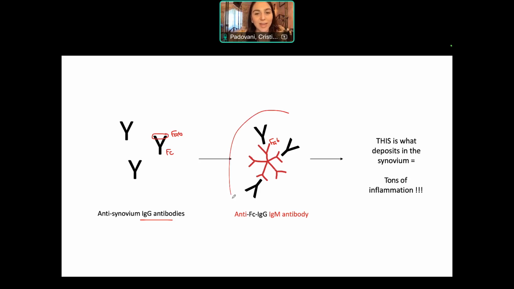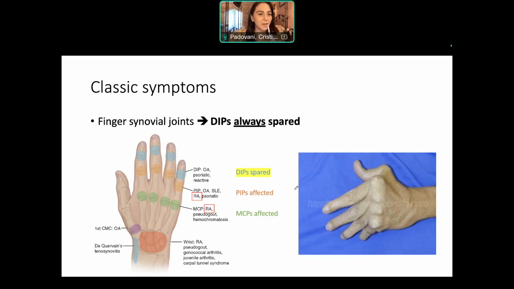So this whole thing is technically what's depositing in the synovium. So you can imagine this is causing tons of inflammation. That's why these people have really, really intense pain, especially in their hands. I don't know if you've ever seen someone with rheumatoid arthritis, but their hands are all completely distorted, and it's because there's so much inflammation occurring at these joints. Okay. And we'll talk about this. This is a diagnostic test for rheumatoid arthritis.